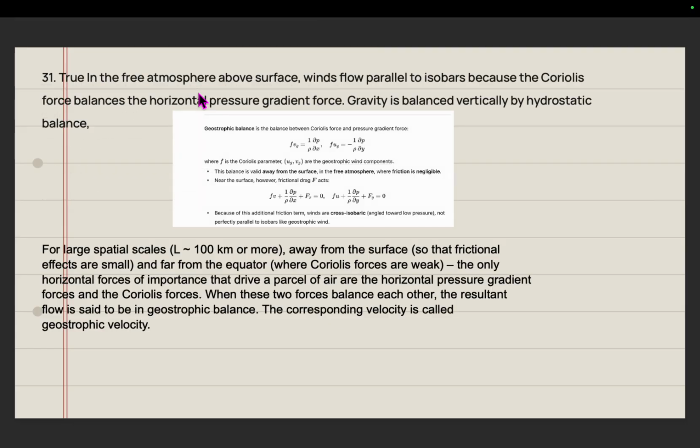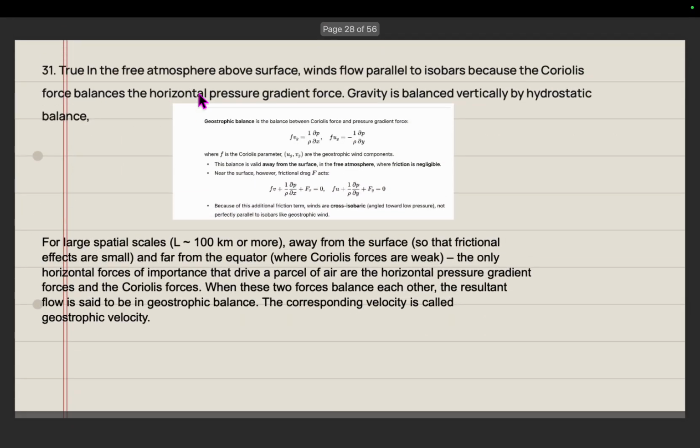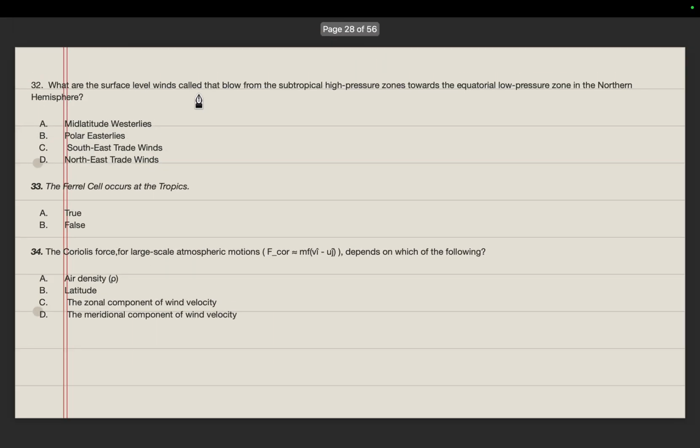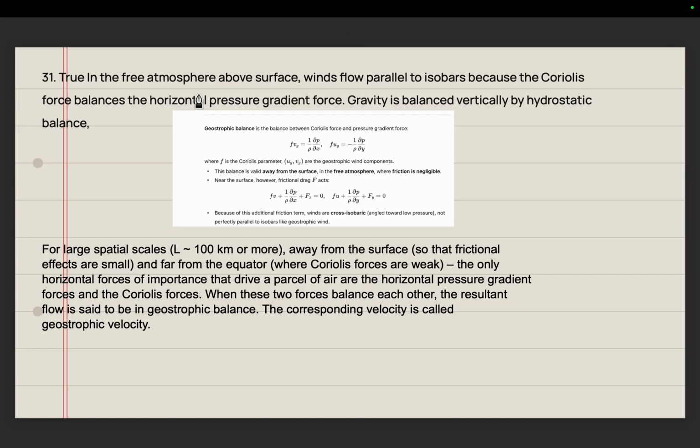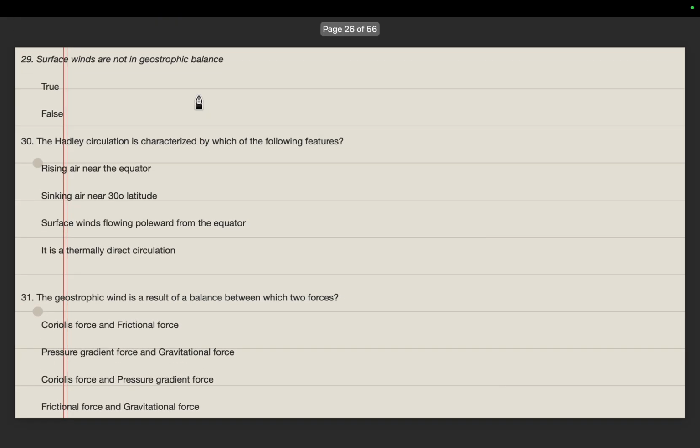Yes, this is true. Question 30. The Hadley circulation is characterized by which of the following features? Rising air near the equator, sinking of air near 30-degree latitude, surface wind flowing poleward from the equator. It is thermally direct circulation.